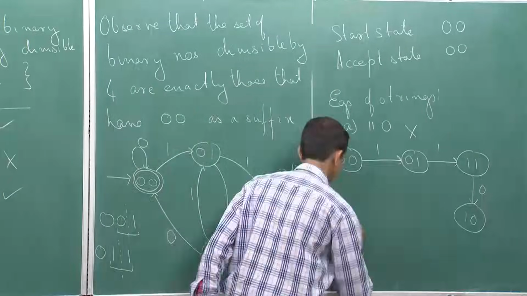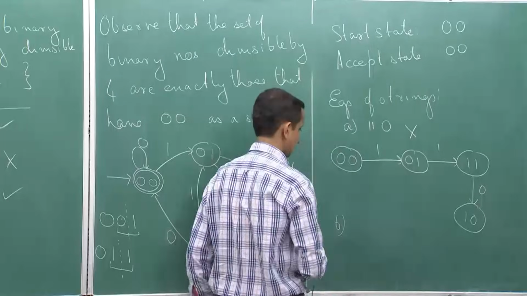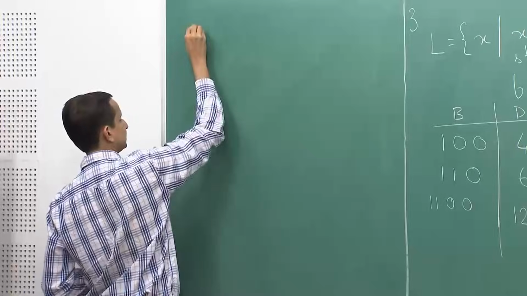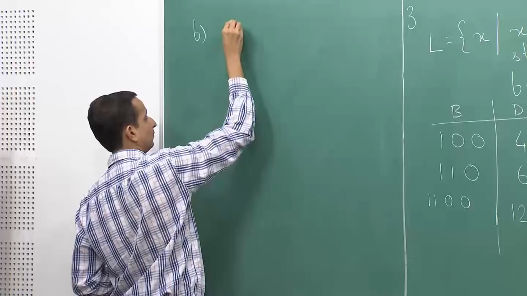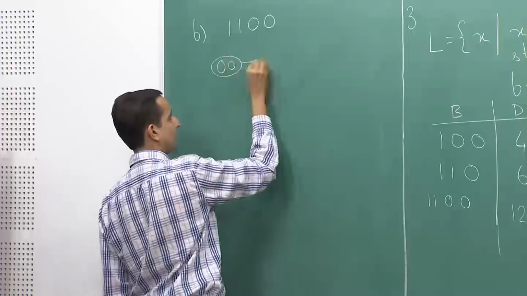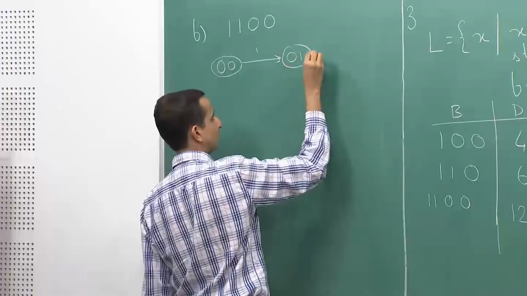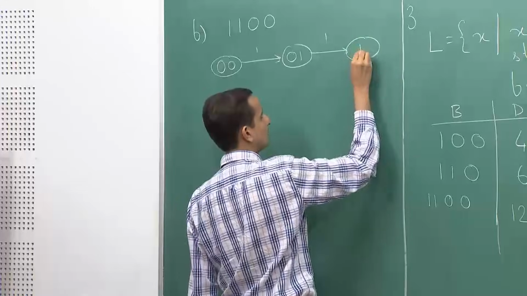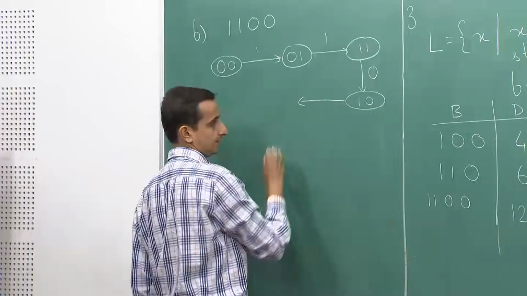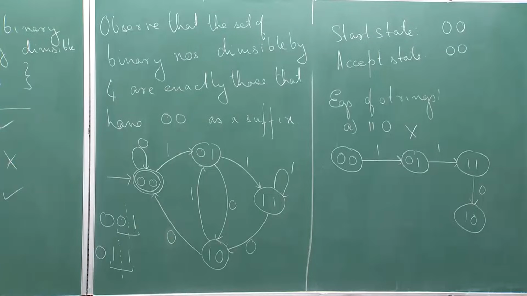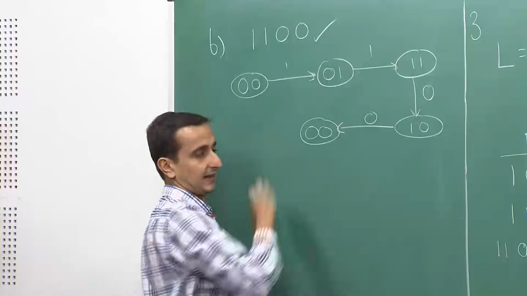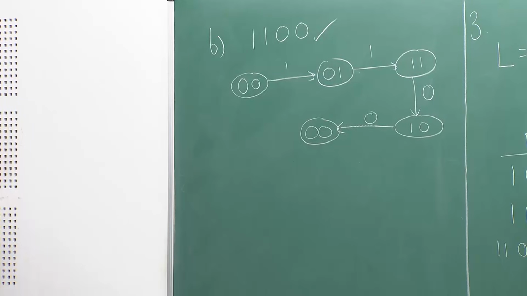Another example, let us look at another string. Let us say we have the string 1 1 0 0. From 0 0 on 1 we go to 0 1. From 0 1 on a 1 we go to 1 1. From 1 1 on a 0 we go to 1 0. And if you look at the automata, from 1 0 on a 0 we go to 0 0. Hence the string 1 1 0 0 is accepted. Okay, so I will stop here.